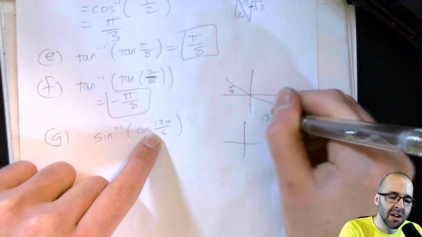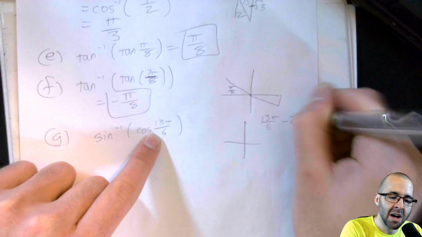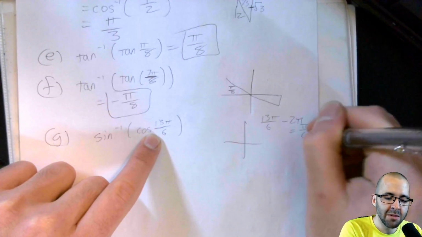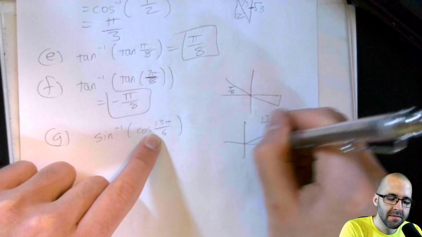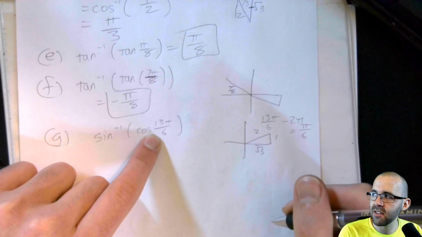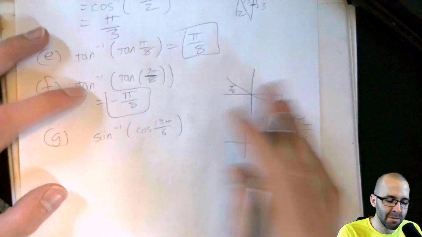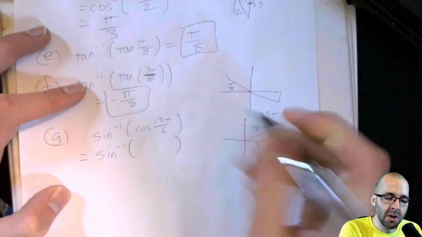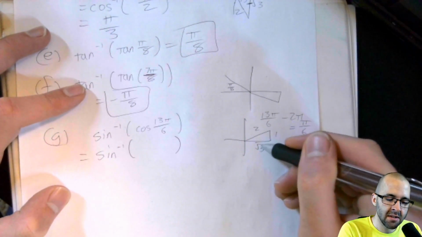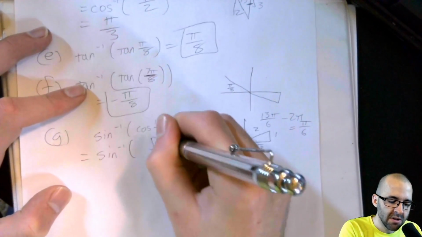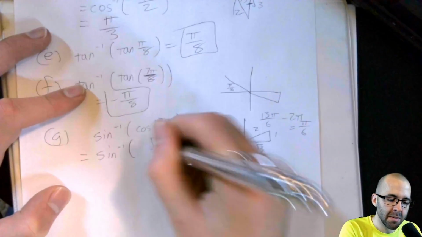Specifically, if we look at 13 pi over 6 minus 2 pi, we can find a coterminal angle, which is much easier to work with. It's just pi over 6. So we have our pi over 6 triangle right here. First quadrant makes us pretty happy. Well, what is the cosine of this? It's root 3 over 2, adjacent over hypotenuse. So since they're equal, we just replace them.